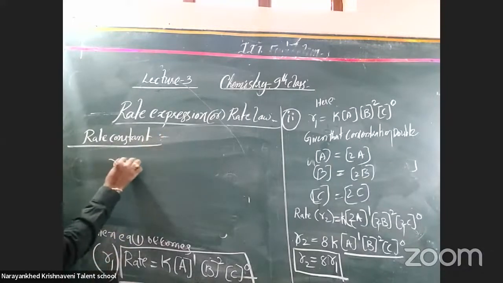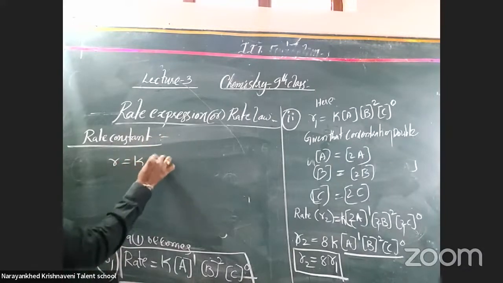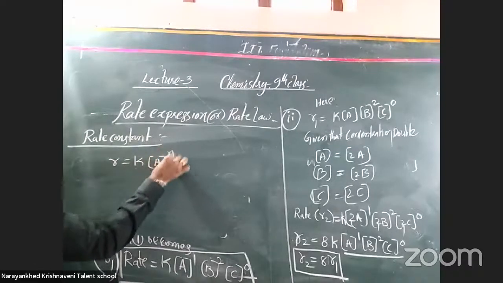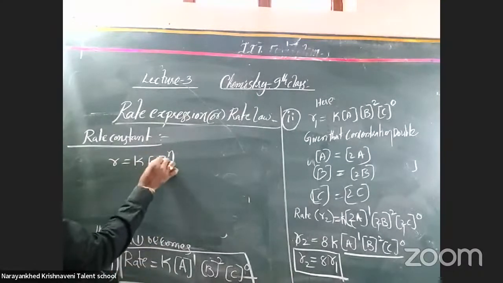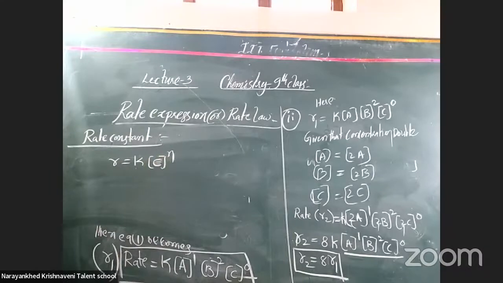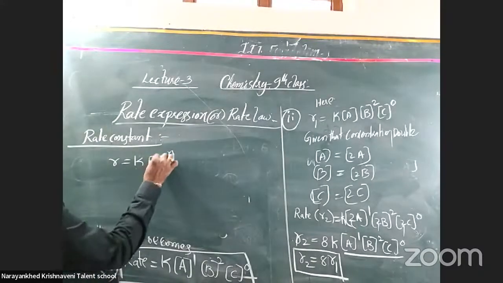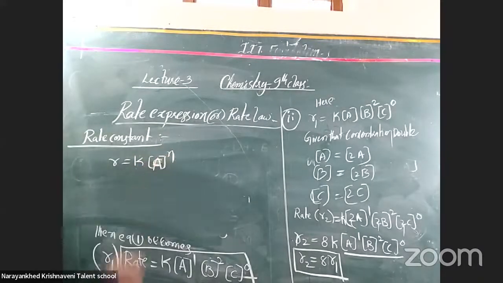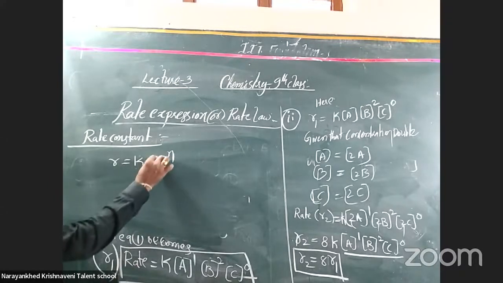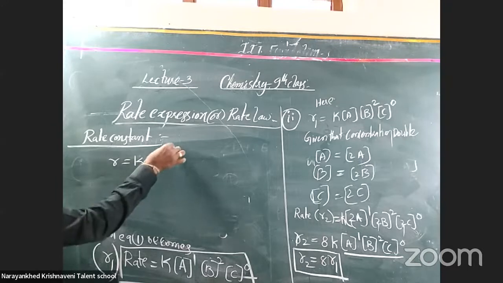Simply this formula. R is equal to what? K into A to the power of N. Concentration of the reactant to the power of N. This is what we write every time. Suppose I take the reactant as A to the power of N. Clear or no? Here A is the concentration and N is the order.